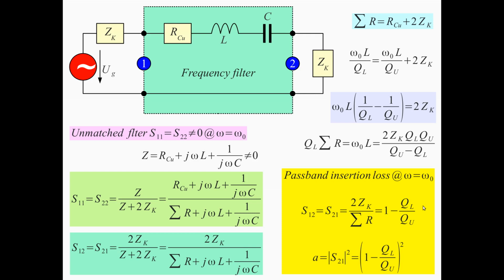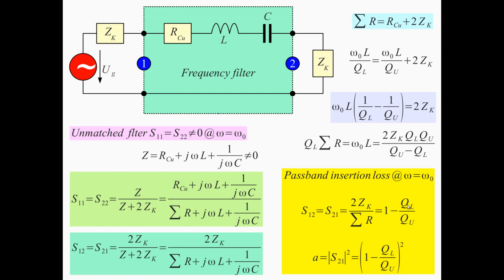As long as the Q unloaded is much larger than Q loaded, the insertion loss of our filter is small. As we go with Q loaded towards Q unloaded, so we reduce ZK, or we design the resonator so that RCU is larger, then the insertion loss increases. If I express this as a power loss, it is proportional to the square of the amplitude transfer function, so this expression squared.